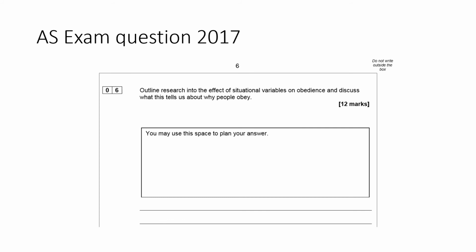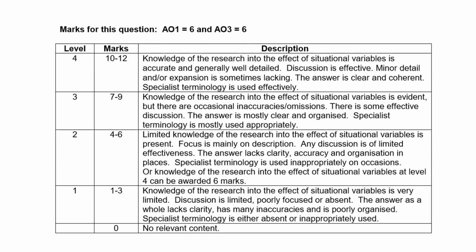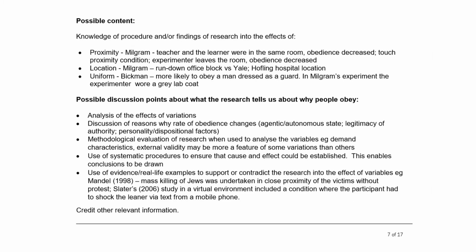And it's kind of a tricky question, really, because it's not your typical outline and evaluate or discuss something. It's outline research into the effect of situational variables on obedience and discuss what this tells us about why people obey. So your evaluation needs to talk about the effects, the impact and what it has upon people of why they obey. So that's just for you to look through. It just tells you your split there and tells you how you can get into the different levels. So this is your mark scheme here.